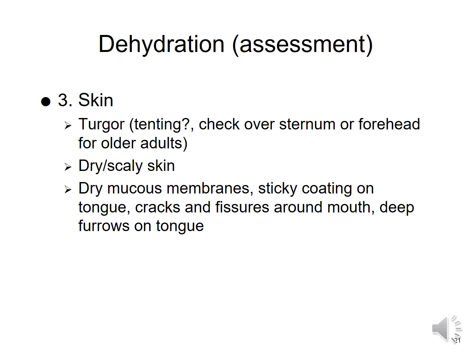So let's talk about the skin. What's our skin going to look like? We may have poor skin turgor. Do we have tinting? Make sure we're checking it over the sternum and the forehead for older adults. If the dehydration has been going on for any time, you're going to have dry, scaly skin. The mucous membranes in the mouth, they're going to have a sticky coating on the tongue. You may even have cracks and fissures around the mouth, deep furrows on the tongue. These are all related to dehydration.